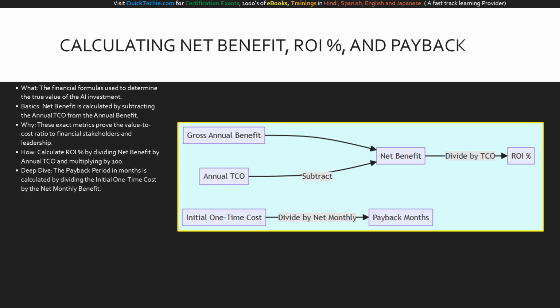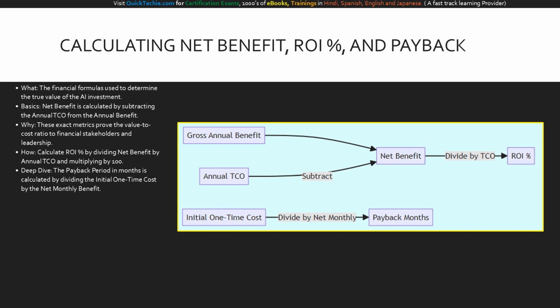This diagram provides a clear visual representation of our financial math. On the top track, we take our gross annual benefit and subtract the annual TCO to arrive at our net benefit. From that net benefit node, an arrow points to ROI percent, showing that we divide the net gain by our ongoing costs to get our return rate.